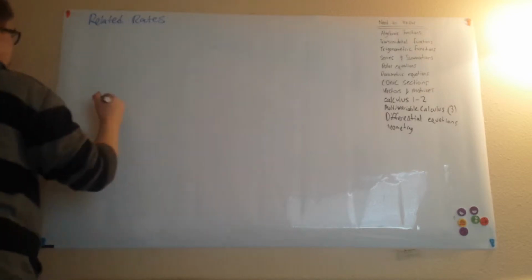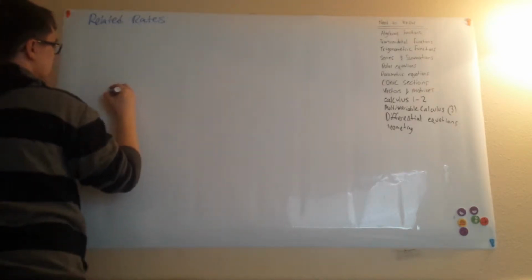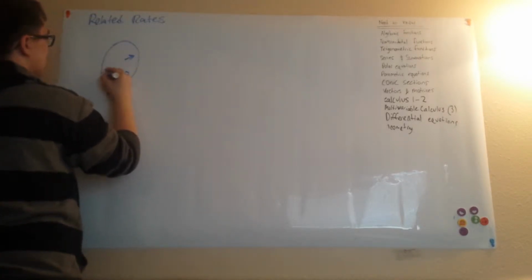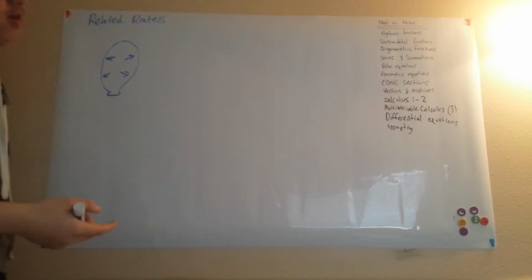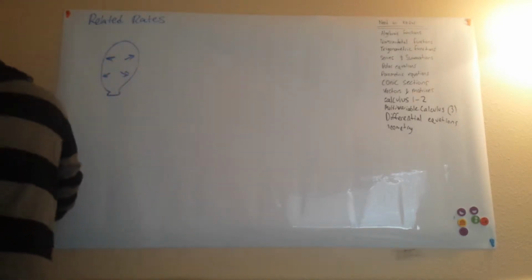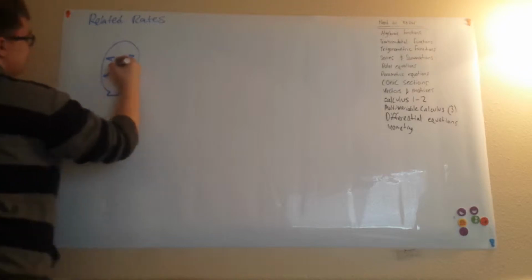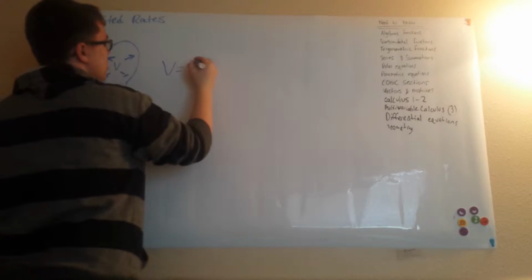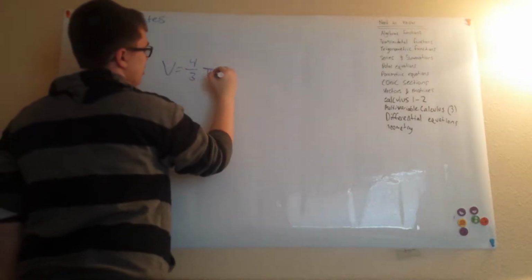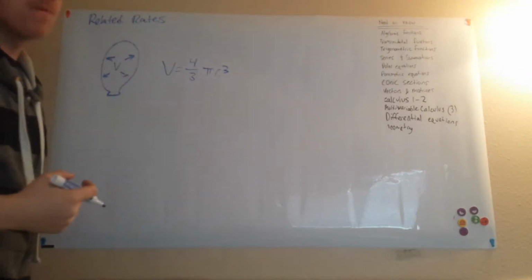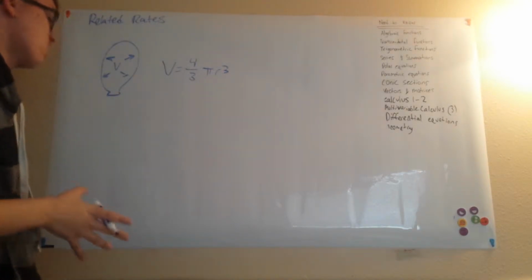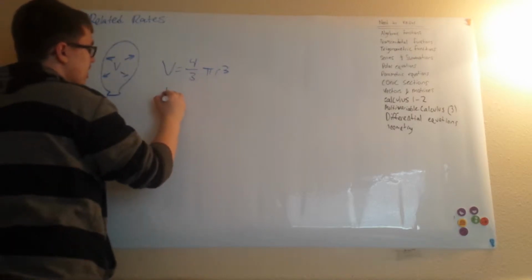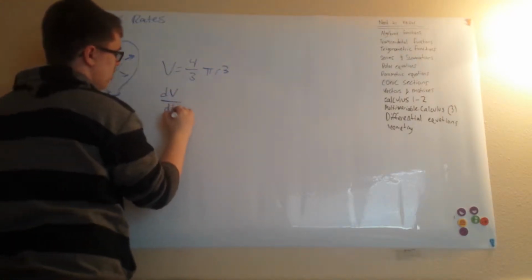So let's do another one, a balloon. If I had a balloon and its volume was expanding, now pretend this balloon is spherical, and the volume was increasing. Well, the volume of a sphere is 4/3 pi r cubed. Now this is one variable. If we want to find how fast the radius is changing with respect to time, we're still going to have to take the derivative of both sides.